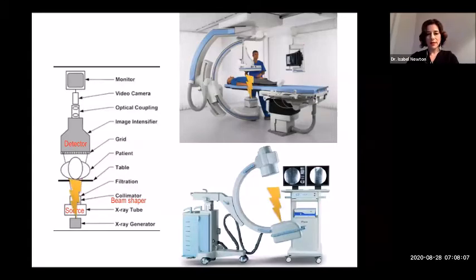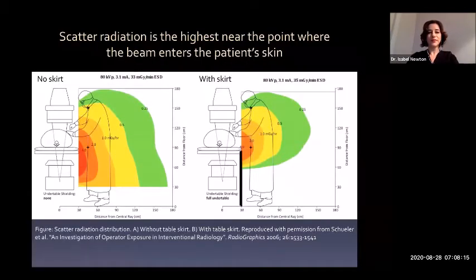So this is where the source is. It's important to know where the source is because the closer you are to the source, the closer you are to the dose. So it's one very important principle that I want you to leave with is the fact that scatter radiation is highest where the beam enters the patient's skin.